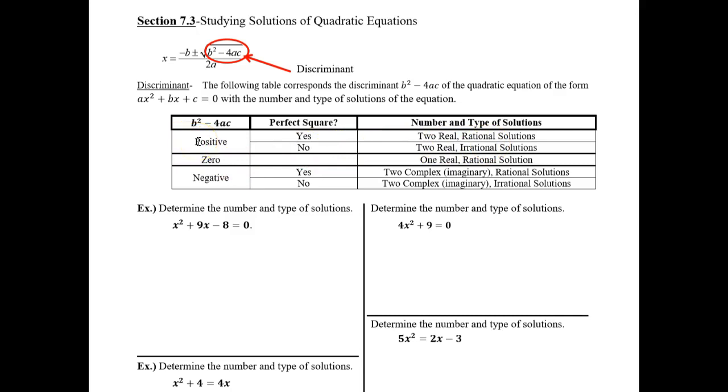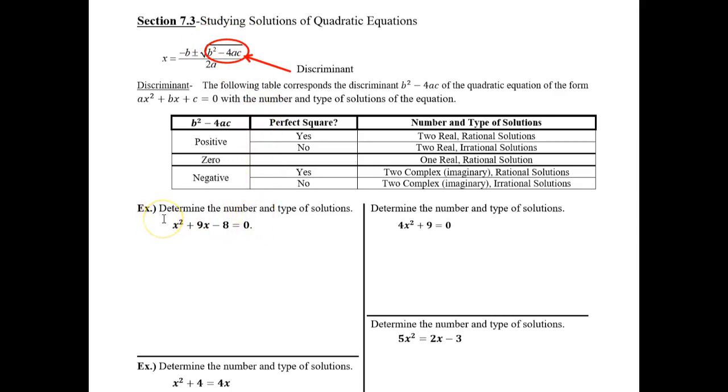So positive is real. 0, there's only one, rational. Negative, it's complex. Perfect square, it's rational. Not a perfect square, it's irrational. So it all comes down to that square root and what we are taking the square root of.